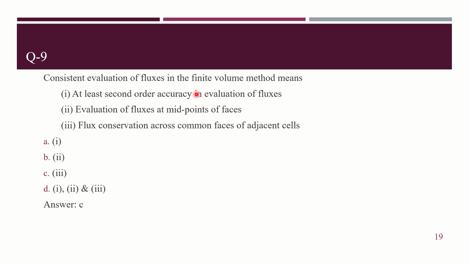In question 9, consistent evaluation of fluxes in a finite volume method means: option 1, at least second order accuracy in evaluation of fluxes; option 2, evaluation of fluxes at midpoint of faces; option 3, flux conservation across common faces of adjacent cells.